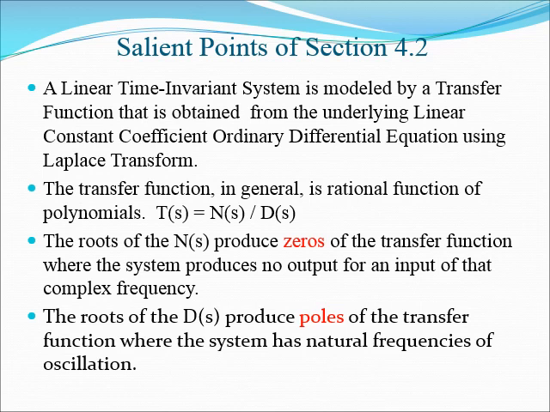We have a numerator polynomial N(s), a denominator polynomial D(s). The roots of N(s) produce zeros of the transfer function. That means you have N(s), you put it equal to 0. You solve this equation, and what you get is the zeros of the transfer function. And zeros imply that the system will produce no output for an input of that complex frequency.